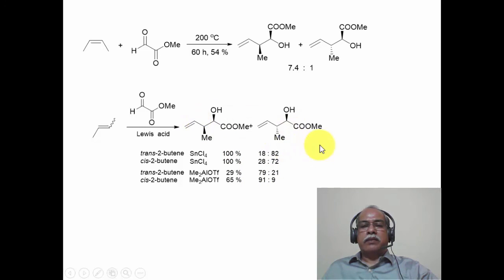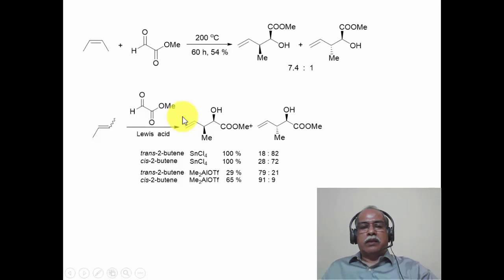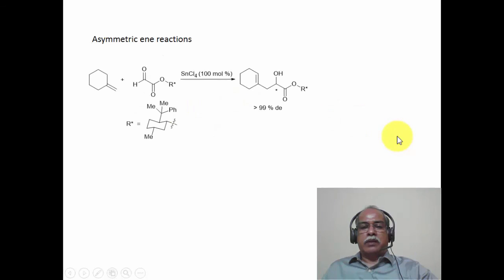So the diastereoselectivity can be explained by looking at this picture here. With the bulky group, if it is attached to the X group, for example, by Lewis acid catalyst, this may be a crowded transition state, in which case this is a preferred transition state. In the normal thermal ene reaction, probably this transition state is favored, and that is why that particular diastereoisomer is formed as a major product.